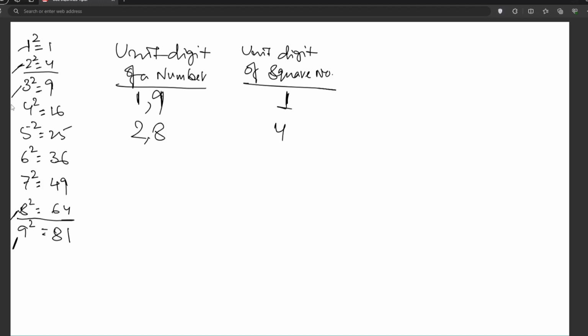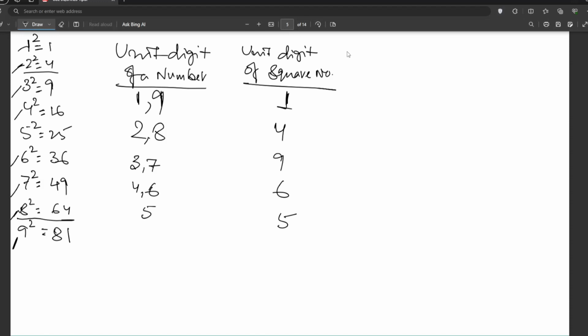If we have 3 or 7 as the unit digit of a number, then we get 9 as the unit digit of that number's square. If we have 4 or 6 as the unit digit of a number, then we get 6 as the unit digit of that number's square. And for 5, we will get 5. Again, this is for squares.